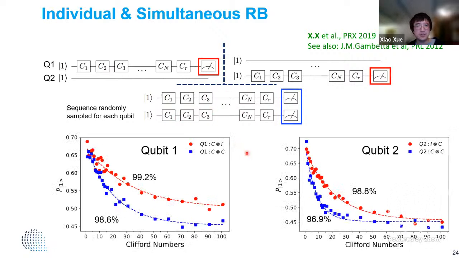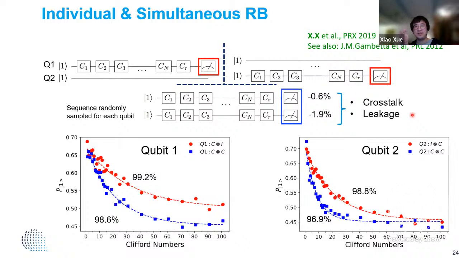So again, don't judge on the numbers, because it's a very old device, but we got around 99% single qubit gate fidelity from the individual RB. And when we perform the simultaneous RB, the fidelities drop. Sorry, I didn't mention, simultaneous RB results are from the blue data points, and the individual RB are from the red data points. So the fidelities drop by 0.6 and around 2% for Q2. And we conclude this is due to crosstalk and leakage.